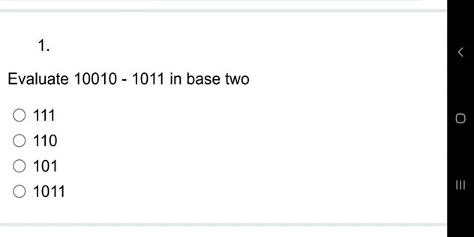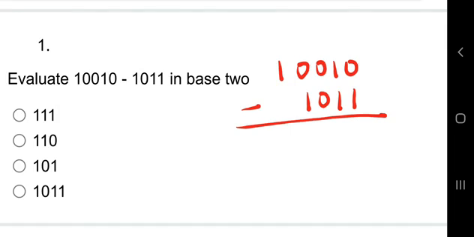So we are asked to subtract. This is subtraction of binary numbers. So what we're going to do, we arrange first. So let's arrange. We have 10010 minus 1011. Don't forget, all in base 2. So as we have it here, we're going to subtract. We start from the last digit here.